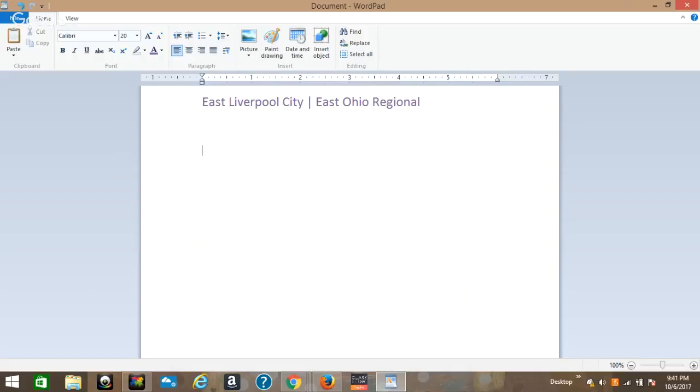All right. So, traction units at East Liverpool City. Well, there are eight traction units at East Liverpool City Hospital.